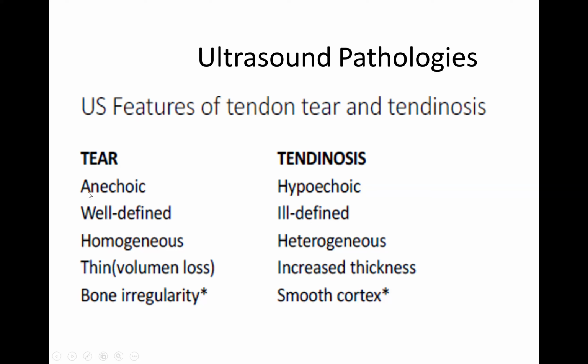The tear is completely anechoic, very well defined. There could be volume loss associated with bony irregularities. While in tendinosis, these areas are hypoechoic. You cannot very well define the area of the tendinosis. The tendon might appear a little bulky, increased in size, and the bony cortex is usually smooth in cases of tendinosis. So bony irregularity could be an indirect sign of a tendon tear.